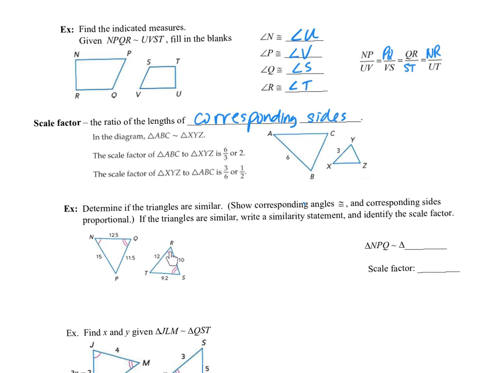Well, I see two pairs of angles marked congruent. You might remember from last semester we had a theorem called the third angles theorem that says if two angles of one triangle are congruent to two angles of the other triangle, then the third angles are going to have to be congruent. So I'm going to go ahead and put 3 arcs on P and 3 arcs on T.